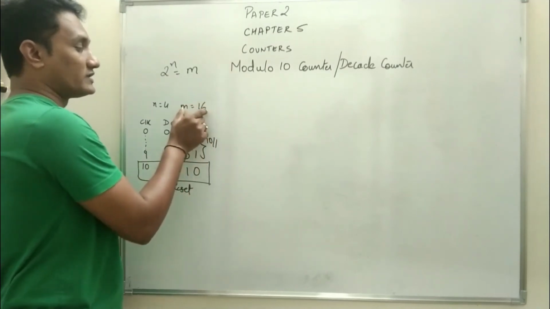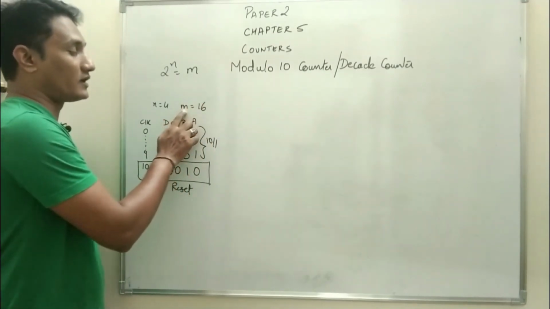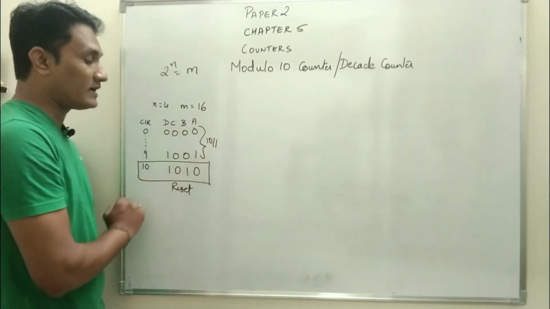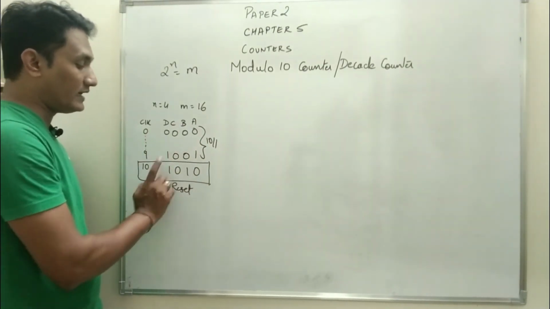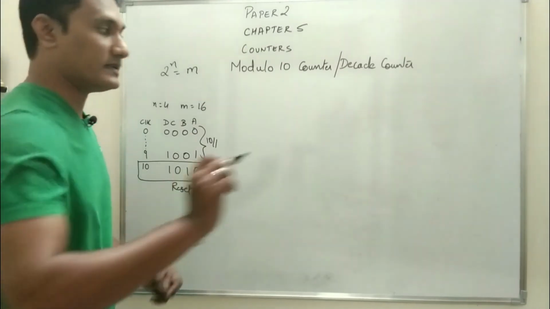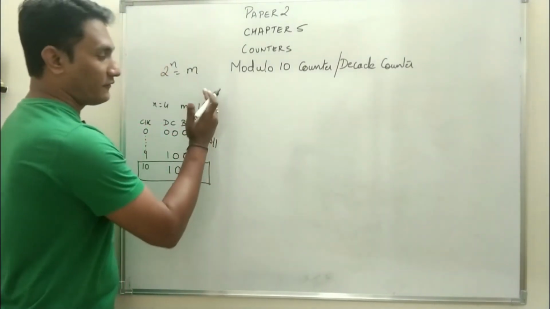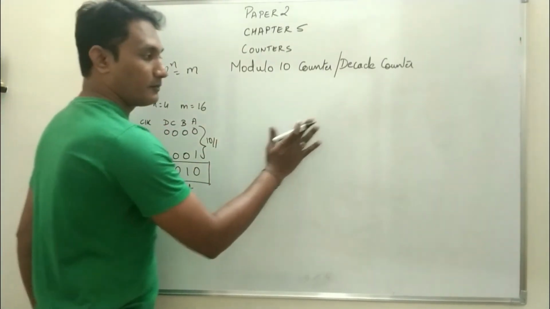So the total modulus of the counter will be 16, but we will make sure that it resets after the 10th clock pulse. From 0 to 9 it will count, and at the 10th clock pulse it should reset. See the circuit diagram. So this is the first part, this is the second part, the third part is drawing the circuit diagram.